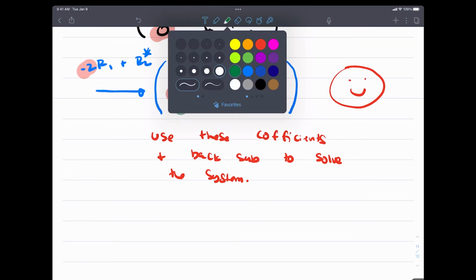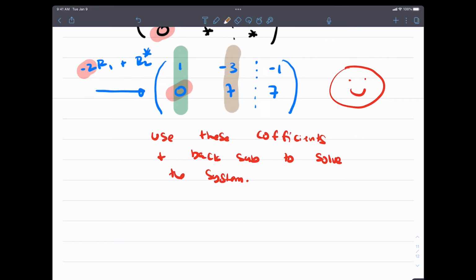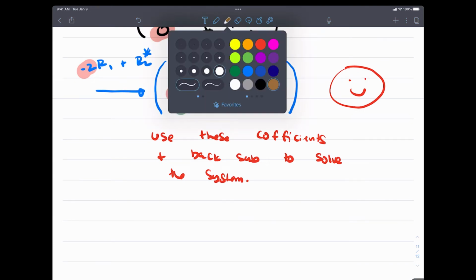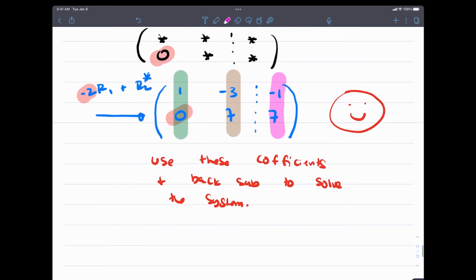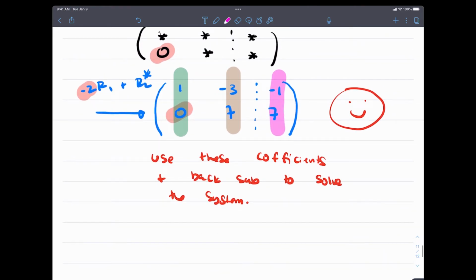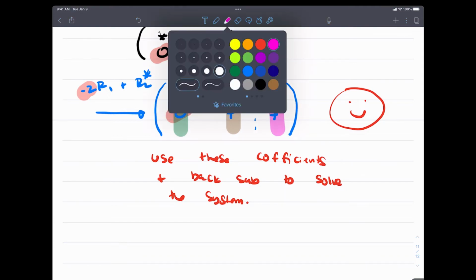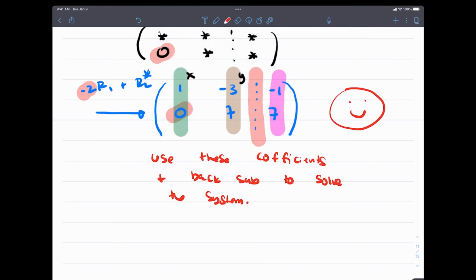And then let's find another. That's my first column. Here's my second column. Here's my third column. Okay? For the first column, that's the coefficients for my x variable. Is that right? This is the coefficients for my y variable. Is that right? What does this line symbolize? What does this line represent? This is my equal.